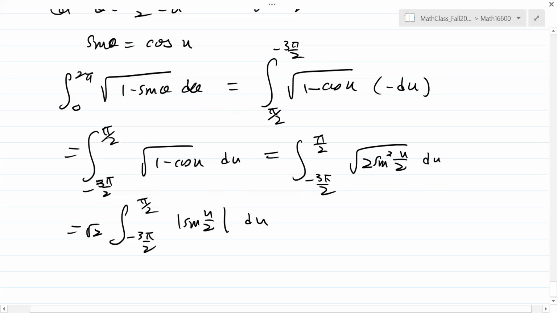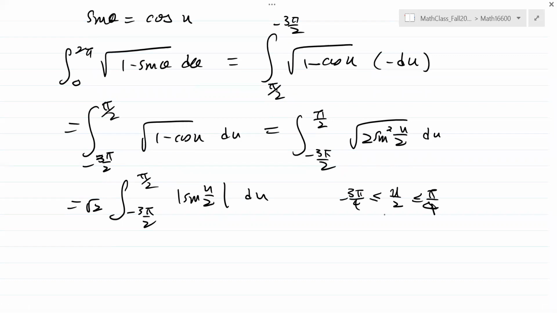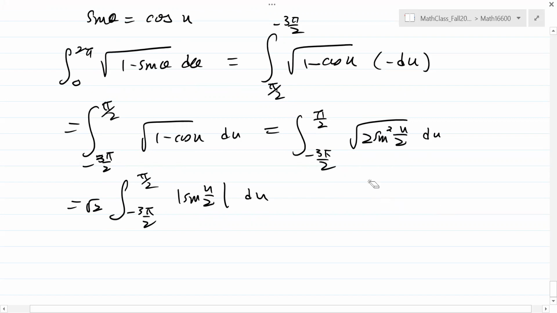So you have to be careful. In some places it's negative, sometimes it's positive, so you have to change sign. But the total area is the same. The total area will be the same. This is going to be greater than or equal to zero. And from here to here, you can change it back to theta. If you change it back to theta, then it's much easier to see.